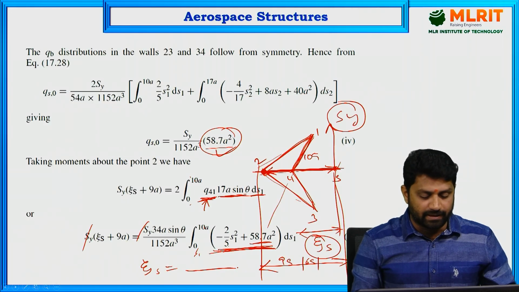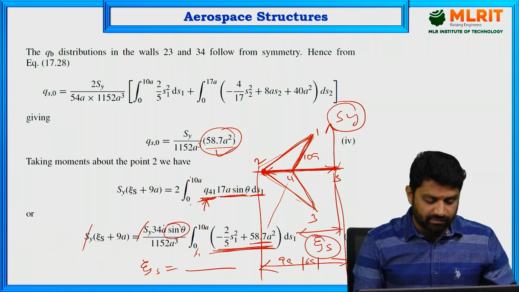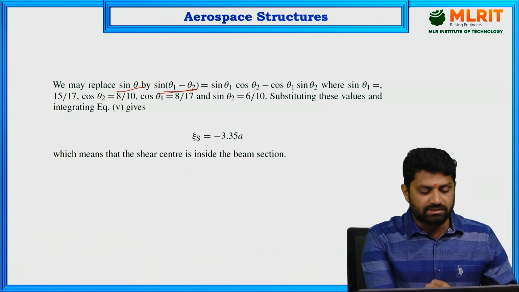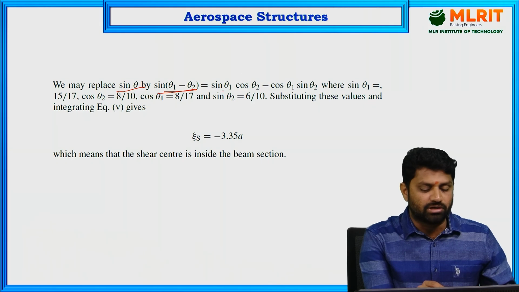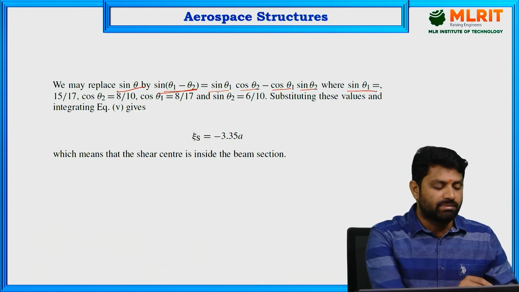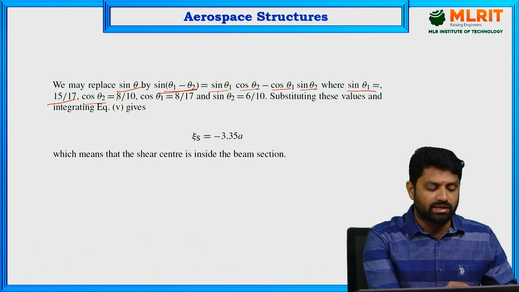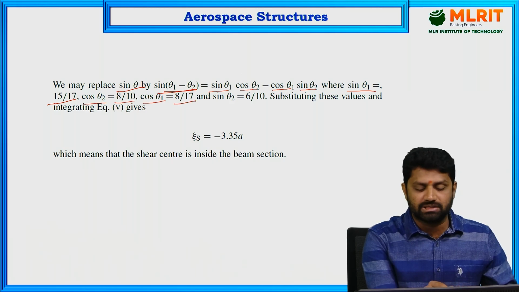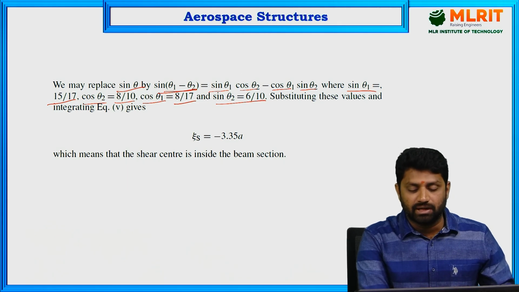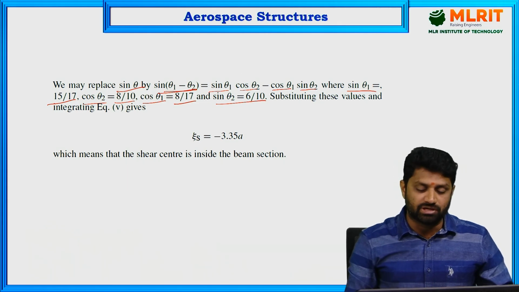For calculating this, we have sine theta, which is very important, and sine theta can be written as sine of theta 1 minus theta 2, which is nothing but sine A cos B minus cos A sine B. So sine theta 1 cos theta 2 minus cos theta 1 sine theta 2 you can substitute. Sine theta 1 you can get from the diagram as 15 by 17, cos theta 2 as 8 by 10, cos theta 1 as 8 by 17, sine theta 2 as 6 by 10, very easily from the basic geometry of the diagram.